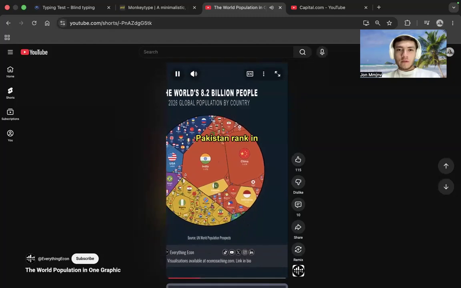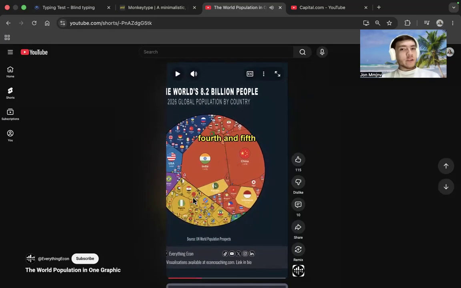Indonesia and Pakistan rank in fourth and fifth place. Rank in fourth and fifth. You have comparatives, highlights. So basically everything is to perfection here. But you have to be careful. Not everything can be taken for IELTS writing.